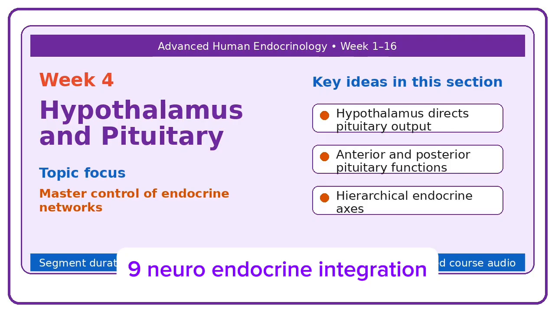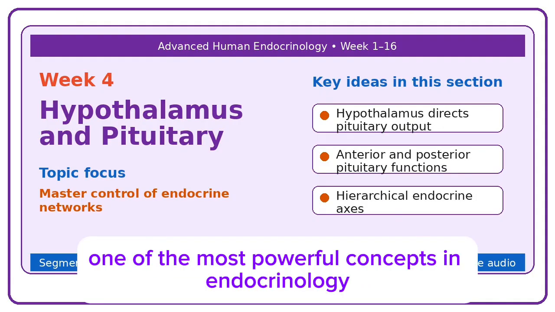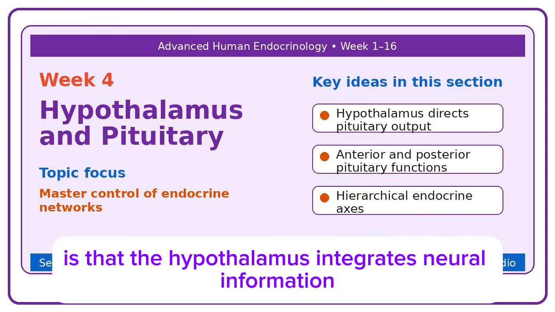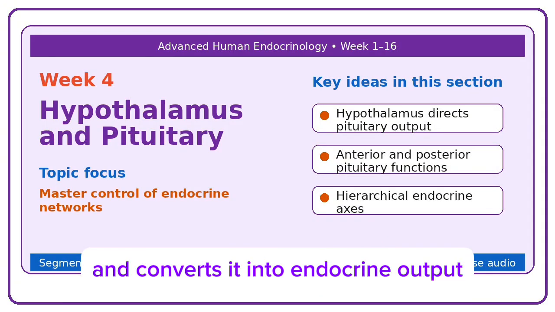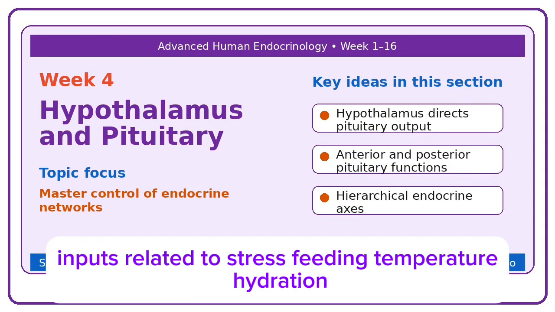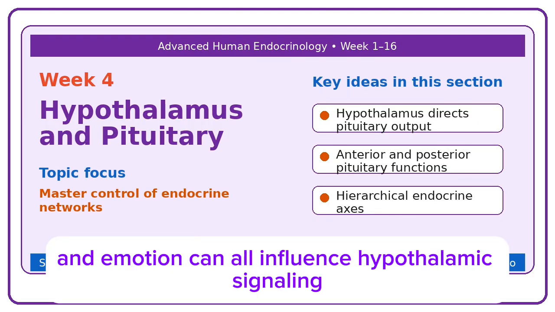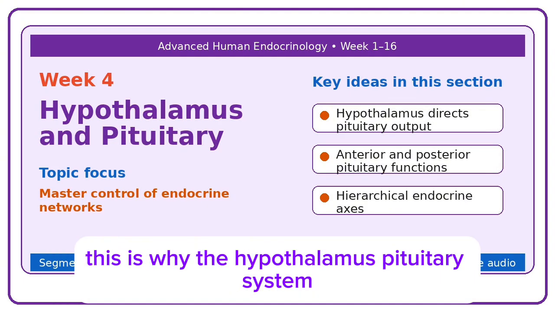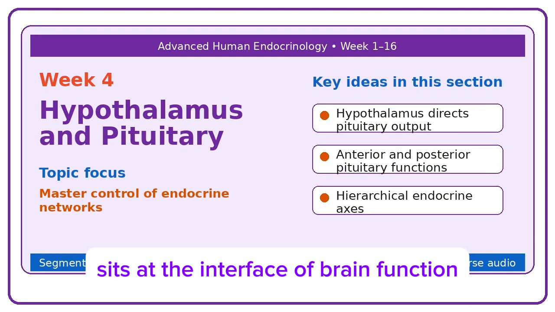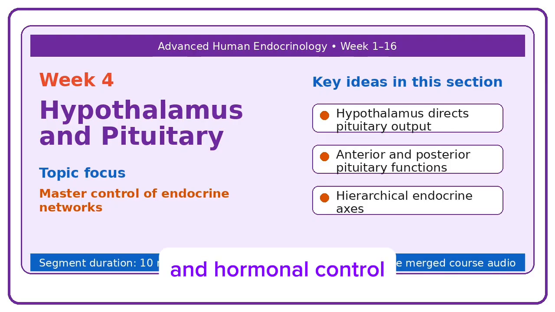9. Neuroendocrine integration. One of the most powerful concepts in endocrinology is that the hypothalamus integrates neural information and converts it into endocrine output. Inputs related to stress, feeding, temperature, hydration, light-dark cycles, reproductive state, and emotion can all influence hypothalamic signaling. This is why the hypothalamus-pituitary system sits at the interface of brain function and hormonal control.